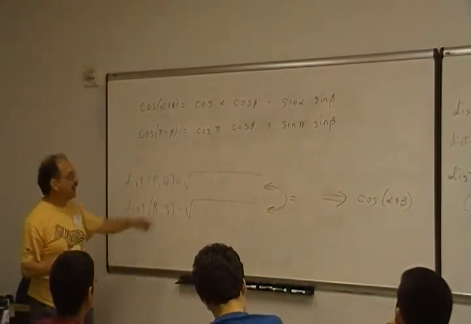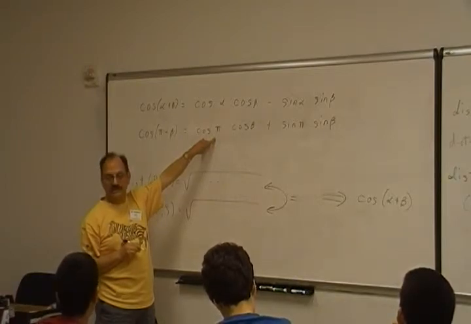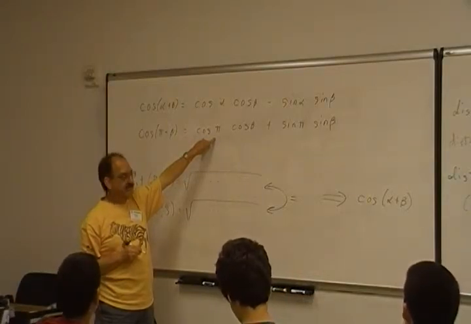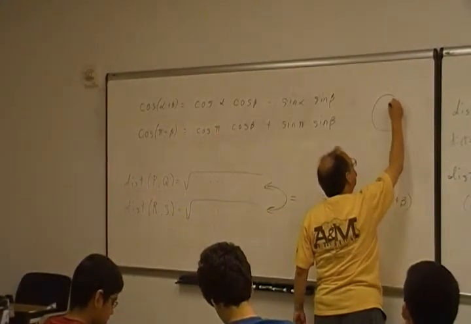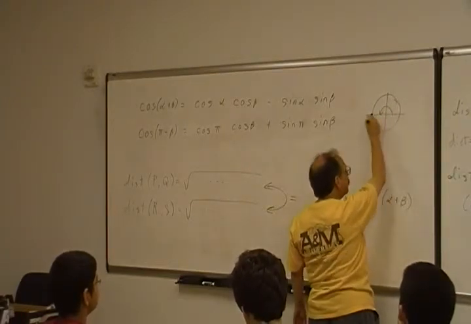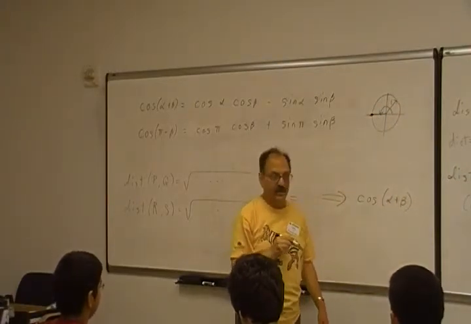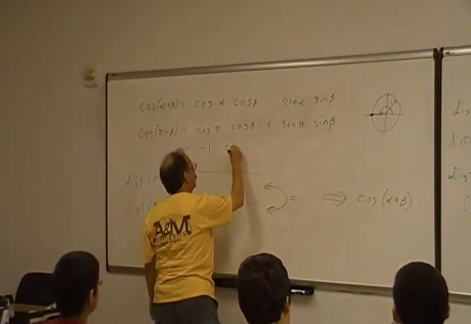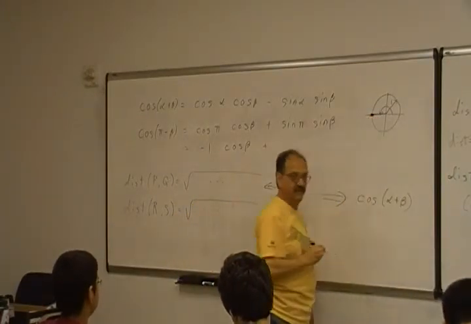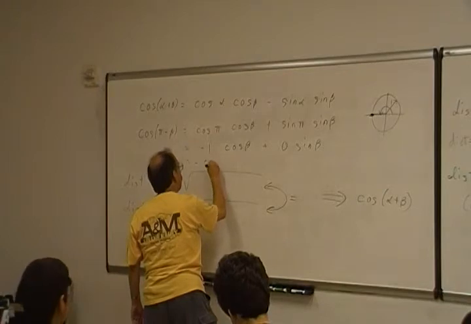So there it is. Now what is cosine of pi? These basic angles, you ought to know the sine and cosine. Here's a circle. Pi is over here. Cosine is the x-coordinate, assuming it's radius 1. So what is the x-coordinate over there? -1. And what is the sine of pi? What is the y-coordinate here? 0. So this is minus cosine of beta.